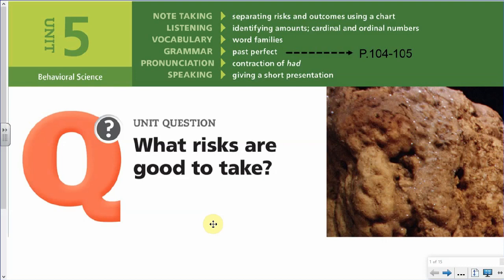Behavioural Science is our title, and we will be focusing on the fourth of our skills here, which is a grammar skill, and it's about the past perfect. Our unit question is, what risks are good to take? So the sentences we study today will be connected to this topic. So please look at page 104 in your Listening and Speaking book.